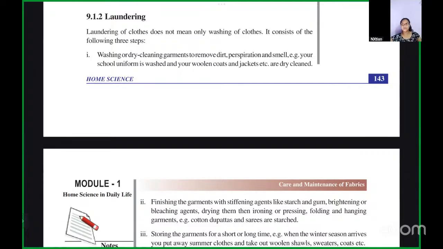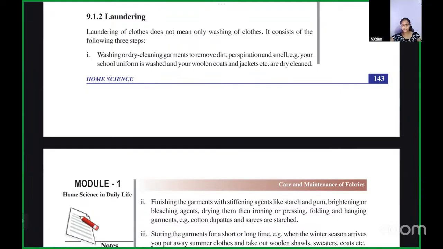Okay, so the question says that the summer season has started and all the winter clothes you have to store back. You have to take all the winter clothes and store them. So you have to clean the winter clothes before storing. Right? We don't take all the dirty winter clothes and store them. We clean them first and then we store them. So what steps do you follow for that?